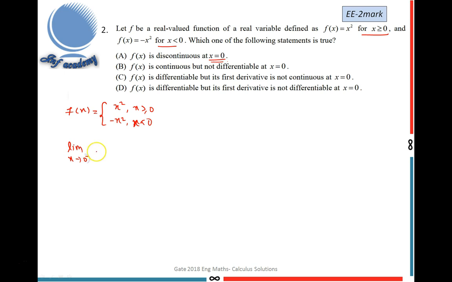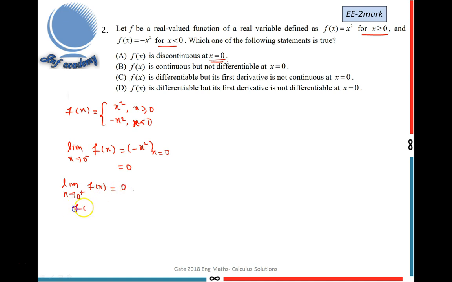Limit x tends to 0 minus, the left hand limit of f of x at x equal to 0, means x less than 0. In this case, minus x square at x equal to 0 is 0. Similarly, we find limit x tends to 0 plus, the right hand limit at x equal to 0. This means x greater than 0, so x square. This is also 0.